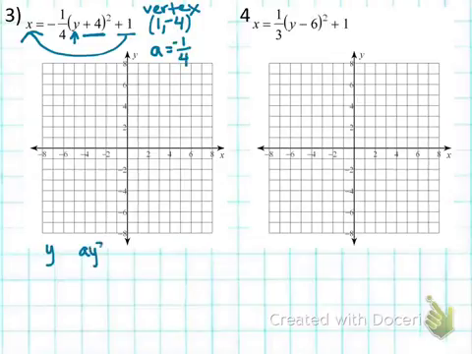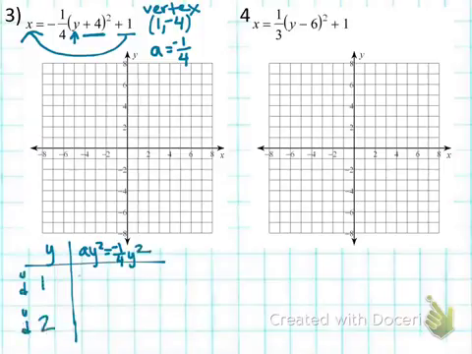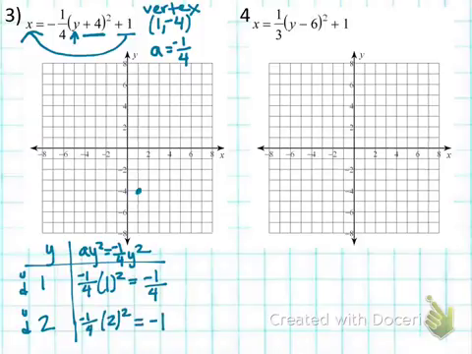I make my table with -1/4 y squared. I am going up or down 1 and up or down 2. If I plug in 1, 1 squared is 1 times -1/4 is -1/4. Plugging in 2, 2 squared is 4 times -1/4 is going to be a -1. Here's that work for plugging in 1 and plugging in 2.